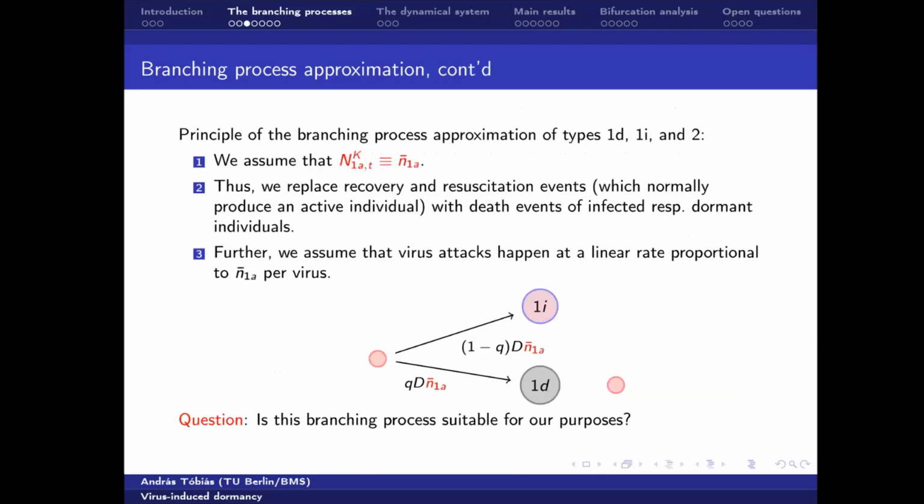And the question is if this really works in our setting. So how does one do it? Naively, at least, the first step is we assume that the active population size divided by K is just constant, equal to M1A bar.